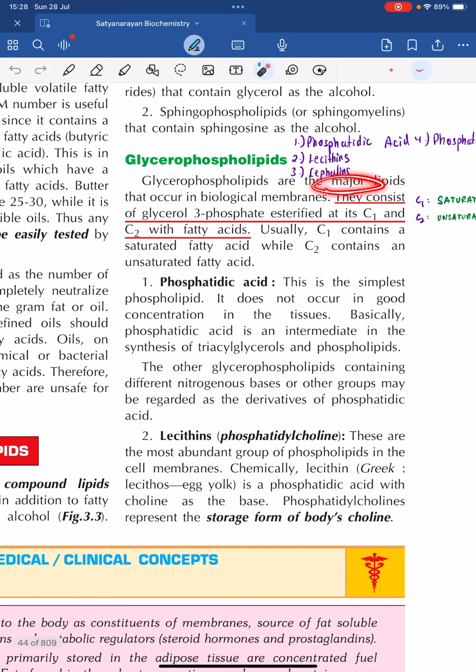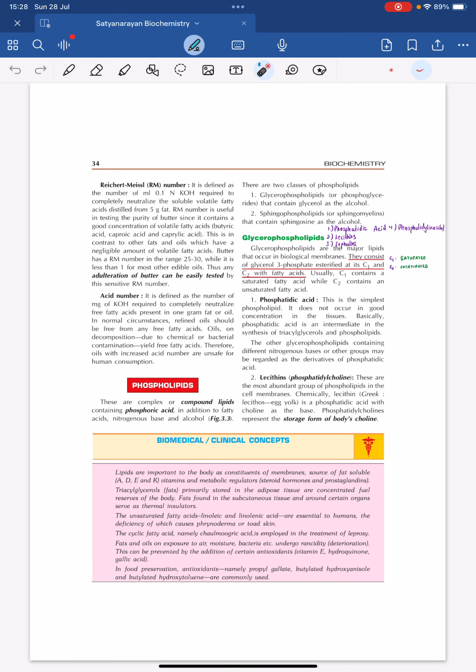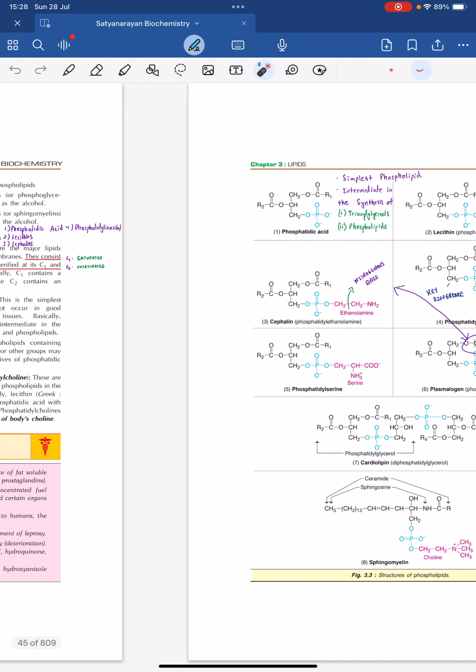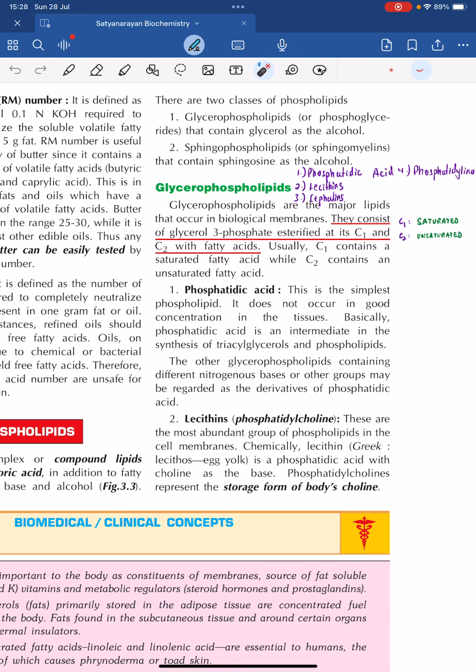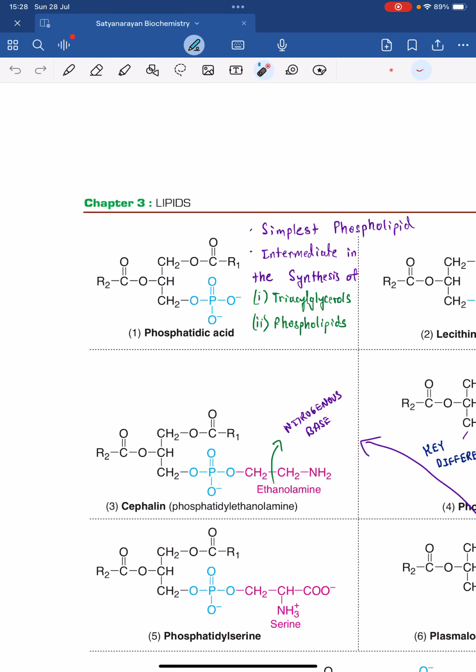Glycerophospholipids are the major lipids. They contain glycerol 3-phosphate, and the C1 or C2 are derived with fatty acids. So usually C1 contains saturated, while C2 contains unsaturated fatty acids. For example, we have phosphatidic acid. In phosphatidic acid, C1 is esterified with fatty acid 1, C2 is esterified with fatty acid 2, while C3 is esterified with a phosphate group.